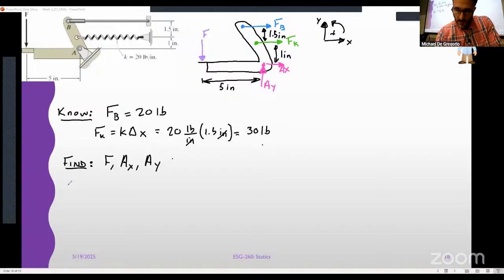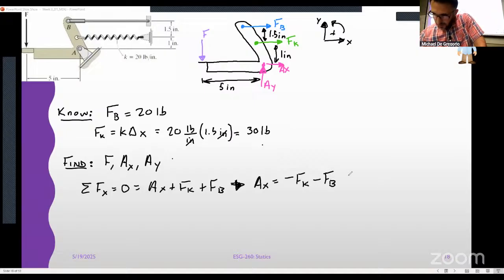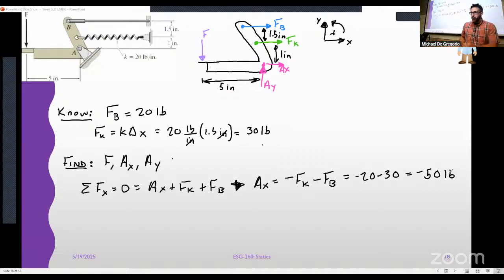Okay. So first thing first, let's sum the forces in the x direction so that equal to 0. We find out that AX plus FK plus FB is equal to 0. Well, we know FK and FB, so we can solve for AX, right? AX is going to be negative FK minus FB, which is negative 20 minus 30. So AX needs to be pointing to the left.